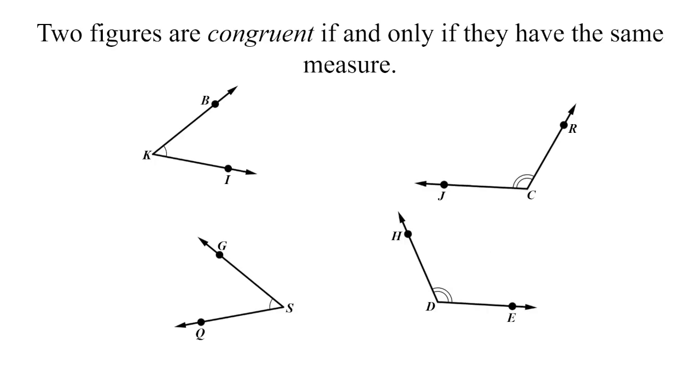Now we have congruent angles. If you look at angle BKI and angle GSQ, each of them has a hash mark. The hash marks indicate that the two angles are congruent. If you look at angle RCJ and angle HDE, each of them has two hash marks. They indicate that they're congruent.